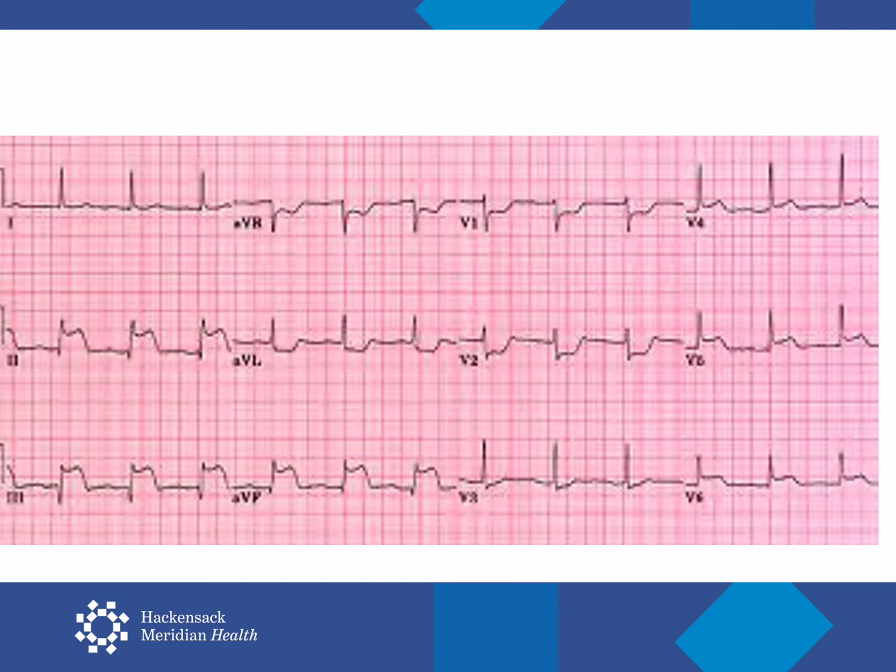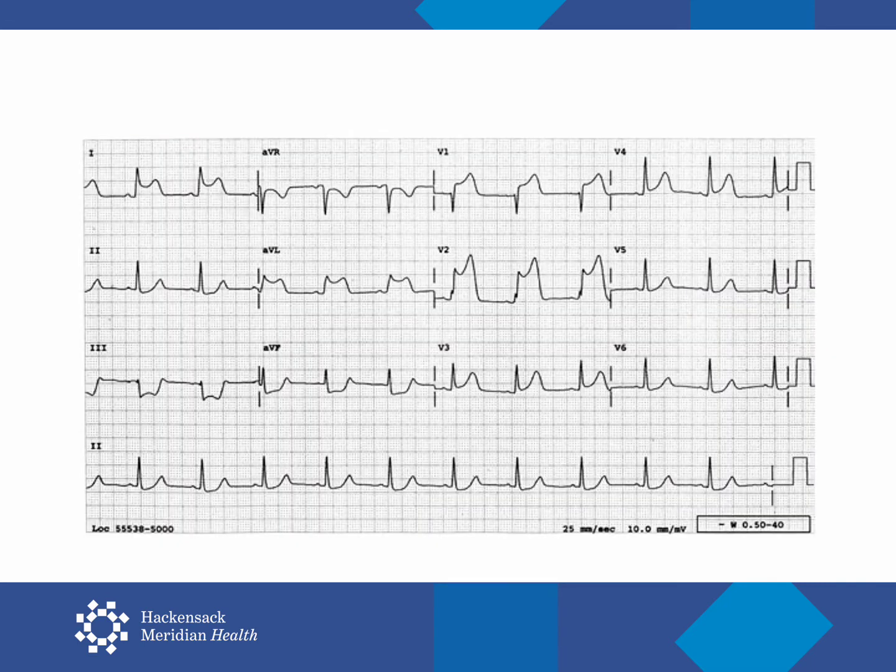What do you see here? ST segment elevation in 2, 3, and aVF. This is an inferior myocardial infarction. We also see some T-wave inversions and ST segment depression in V1 and V2. This could be a posterior extension of this inferior myocardial infarction. Again, anteroseptal myocardial infarction with inferior reciprocal changes.